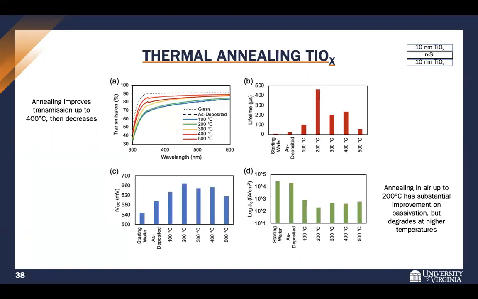Thermal annealing of the titanium oxide. Again, annealing improves its transmission, but this time it goes all the way up to 400 degrees Celsius, where it then begins to decrease again at 500 degrees Celsius. However, annealing up to 200 degrees Celsius seems to have a large improvement on the passivation from the as deposited state, resulting in high IVOCs of 660 millivolts. But at higher temperatures, this effect begins to dampen or drop off, and this is possibly due to crystallization of the film, which is actually not good in this case.